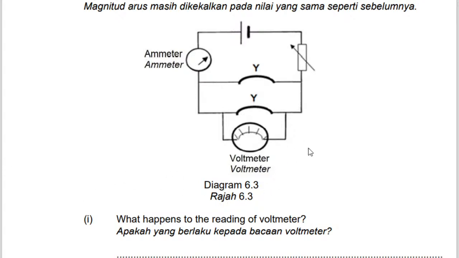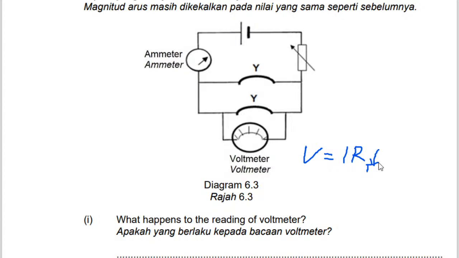Okay, so voltmeter reading V = IR. So the current will be constant, kan? Same as just now, right? Okay, now we have two wires like that. So it means that the effective resistance will be smaller. So when the effective resistance is smaller, the voltmeter reading will be smaller also. Okay, semua betul. Good. So the voltmeter reading decreases.